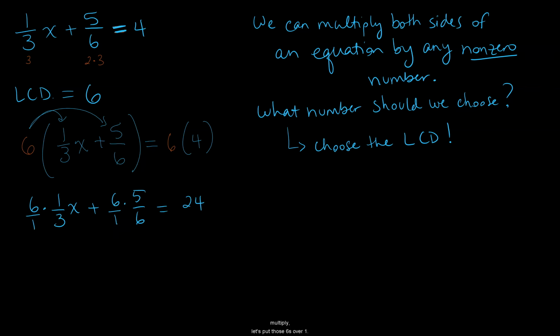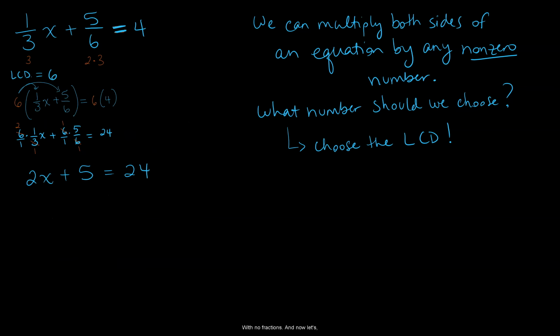And now we can cancel common factors across that division bar. So 3 divides 6 2 times, and 3 divides 3 1 time. And then we've got 6 and 6. 6 divides 6 1 time. And we're able to simplify this equation with fractions in it into an equation with no fractions. And now let's use our tools for solving equations so that we can get x by itself.